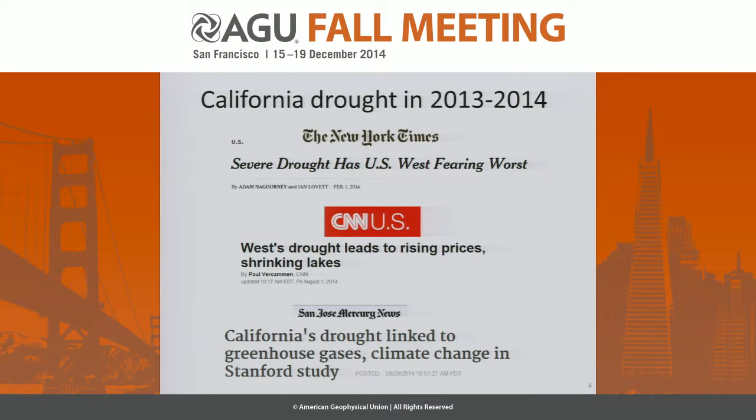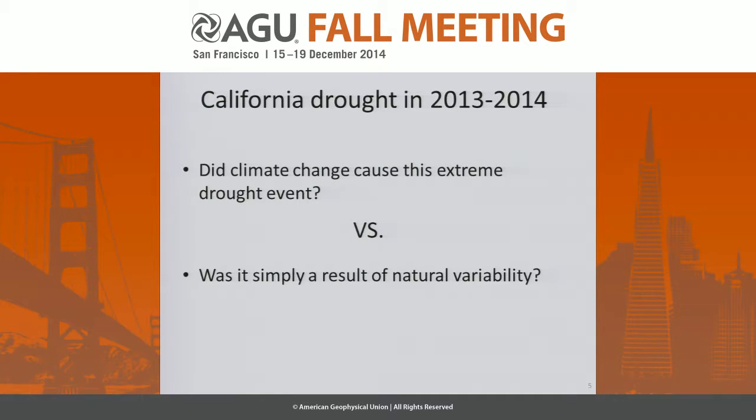California's drought was very severe last year, and there are a lot of newspaper articles talking about this issue. The severity of the California drought last year is of no doubt, but the causes of this event are still under debate. Some people link this extreme drought event to climate change, while others simply argue that it might be a result of natural variability. So which one of these is closer to the truth? We try to answer this question from a hydrologic perspective.